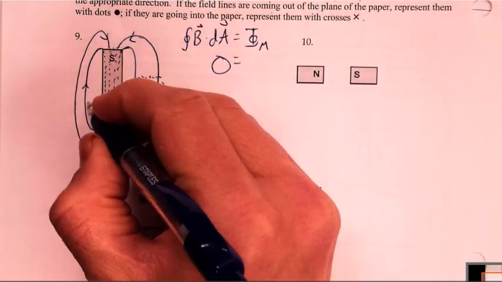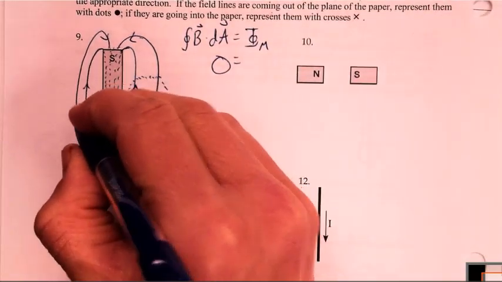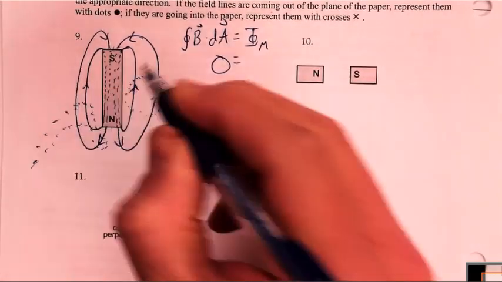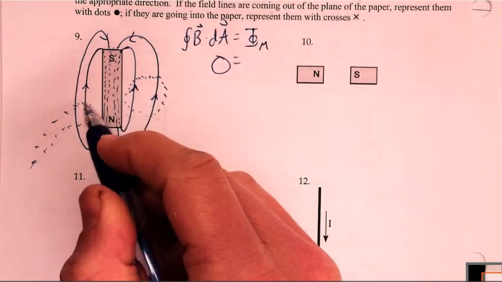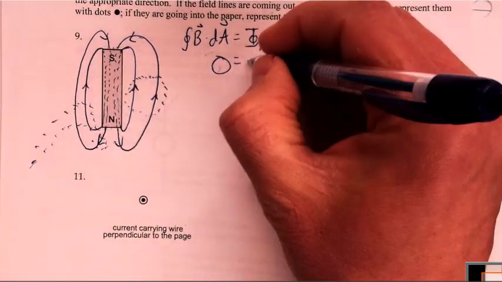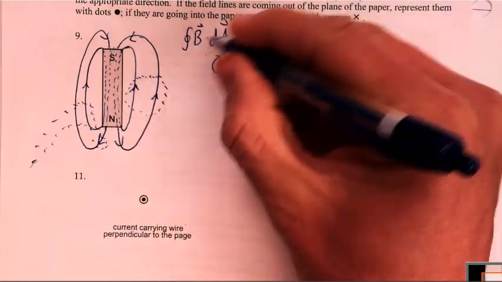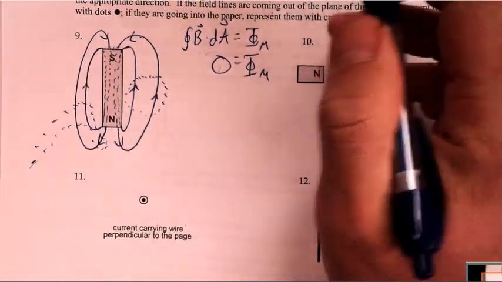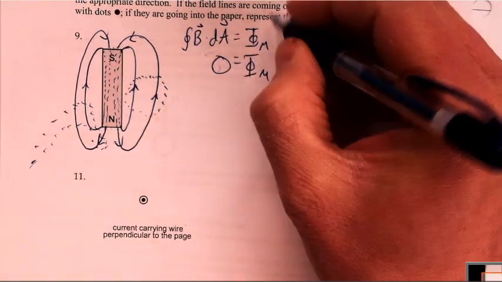And I could draw this really anywhere. I can draw any shape, some really weird shapes or something like that. And no matter how I draw it, with the same number of lines exiting and entering, this dot product will always equal 0. So this is Gauss's law for magnetism: the surface integral of B dot dA is always equal to 0.